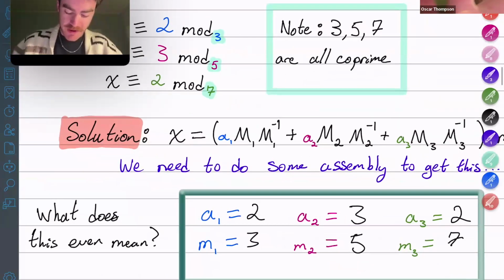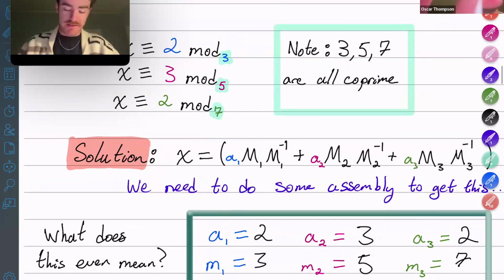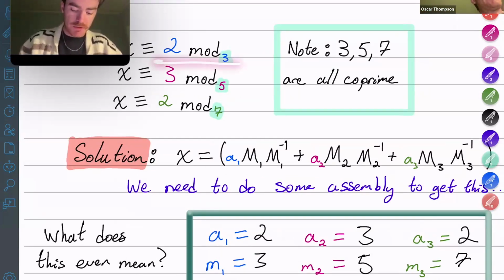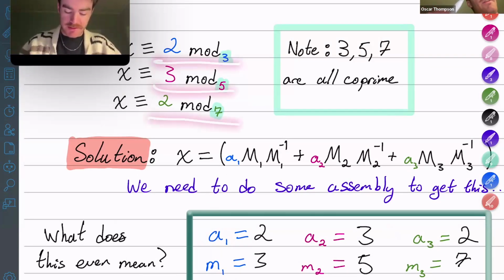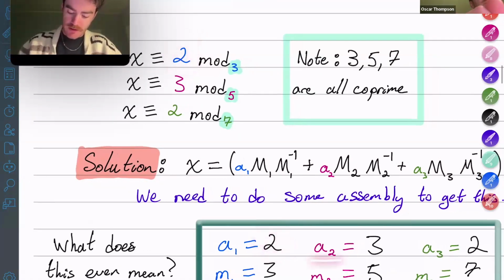So for our A's, and this is why I've color coded everything, it's significantly easier to understand where everything is coming from if you remember this is the blue equation, this is the purple equation, and this is the green equation. So our A sub 1, or the blue A, is going to be what we have left over. So that's going to be our 2. That's where we get this 2 from. Our A sub 2 is going to be this 3, and then A sub 3 is going to be this 2.